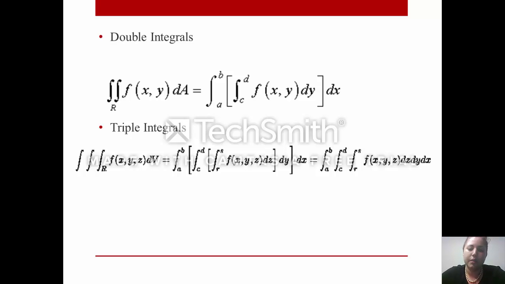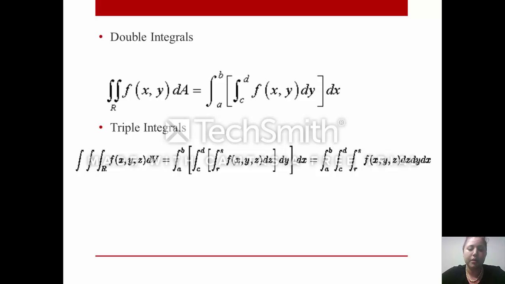To solve double or triple integrals, you work from the inside outward. For this case, the integral from a to b, the integral from c to d of f of x, y dy dx, first you take the partial antiderivative with respect to y and evaluate it from c to d, and then you take the partial antiderivative with respect to x, evaluated from a to b.